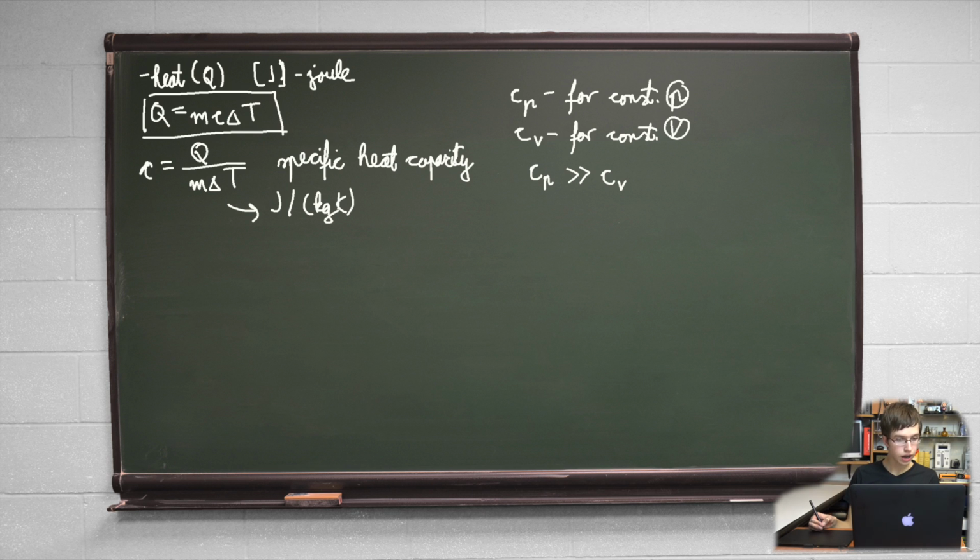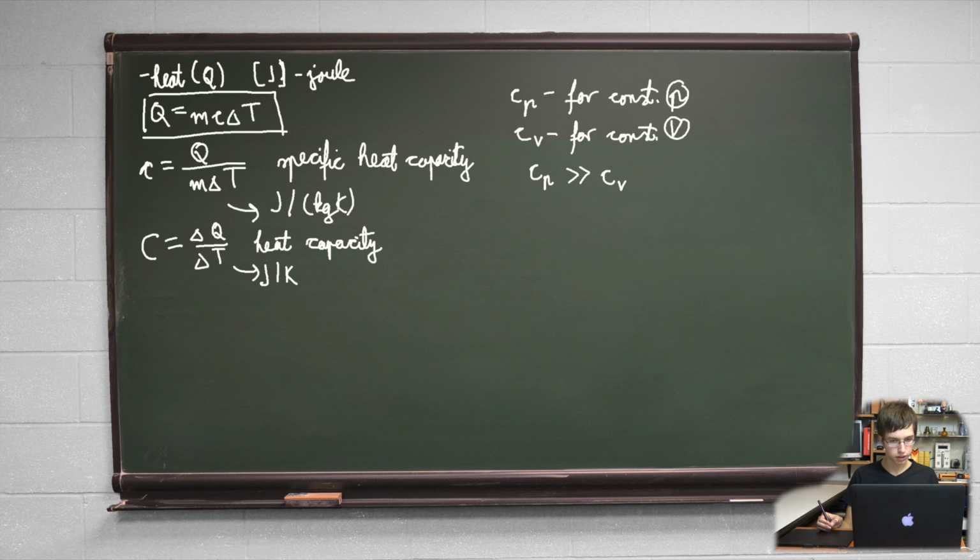There are also other types of heat capacity besides specific heat capacity, small c, such as heat capacity, big C, which is the proportion of the amount of heat Q transferred to a body per change in temperature delta T. So big C, heat capacity, is heat over change in temperature delta T, and its measuring unit is joules per Kelvin.